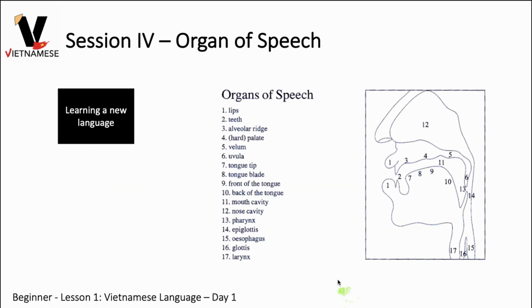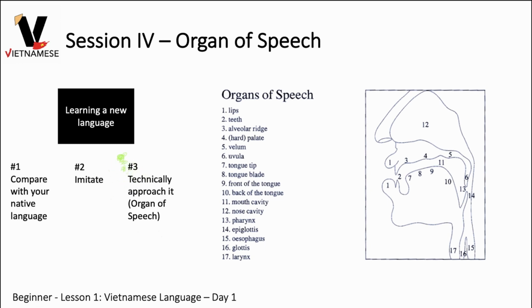In section 4, before we practice the Vietnamese consonants, I want to teach you the organs of speech in Vietnamese. Organs of speech are the organs in our body that we use when we pronounce a word. And when you learn a new language or new vocab, the first thing you would do, like a natural reaction, is use your native language to pronounce the new vocab. But of course, this is the wrong way because you can pronounce wrongly.